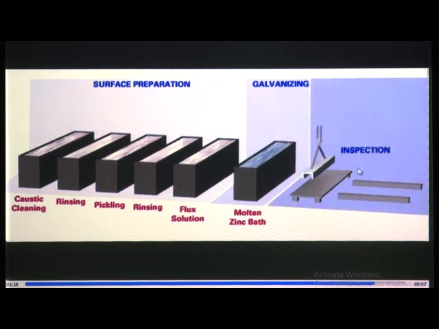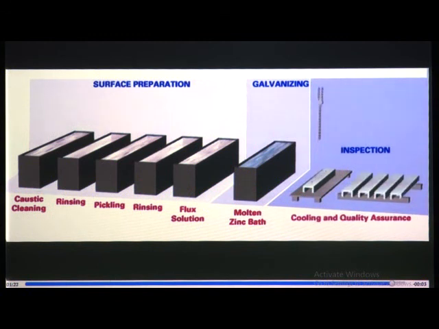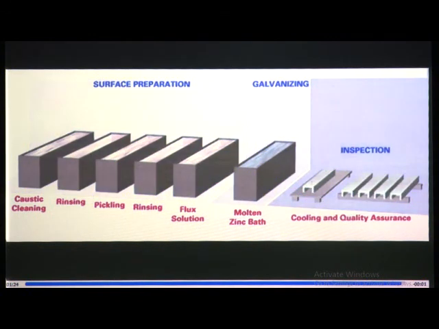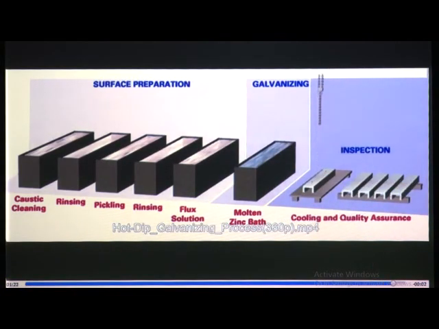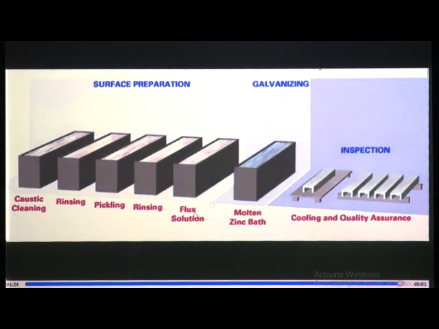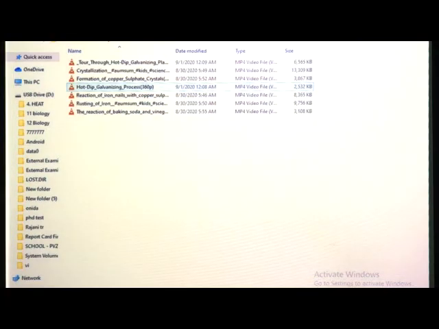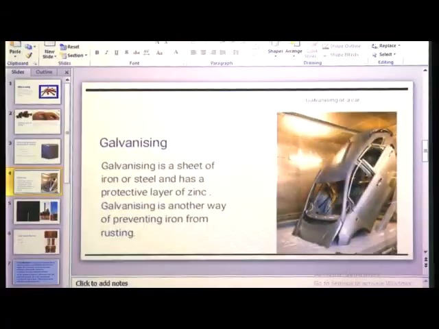And after that there is inspection, which that man was doing, what we saw right now. So after cooling, the last step is cooling and quality assurance. Okay, so this is the last step. Big iron parts like cars or ships are galvanized in the industries. Let us move to our next point.